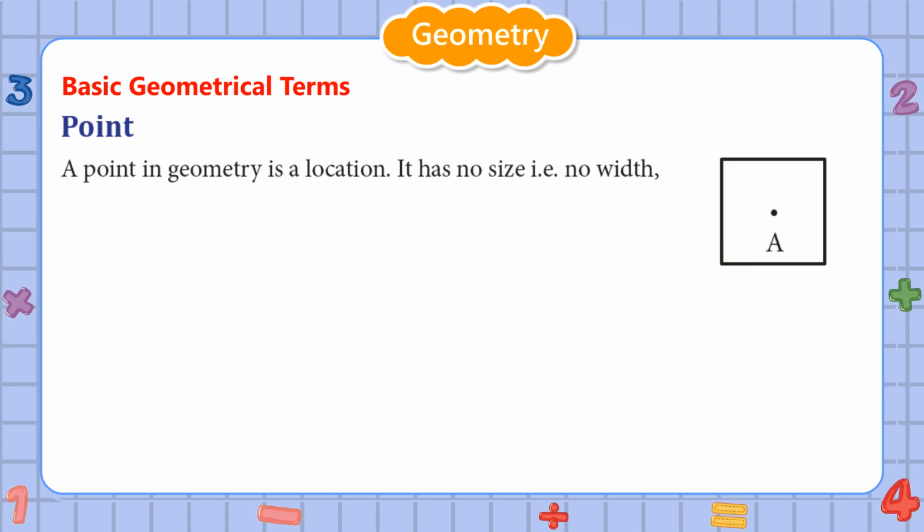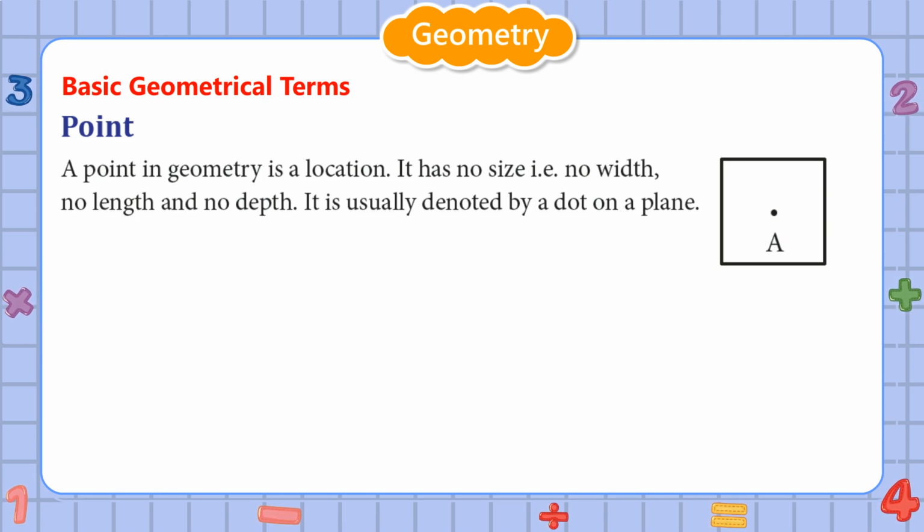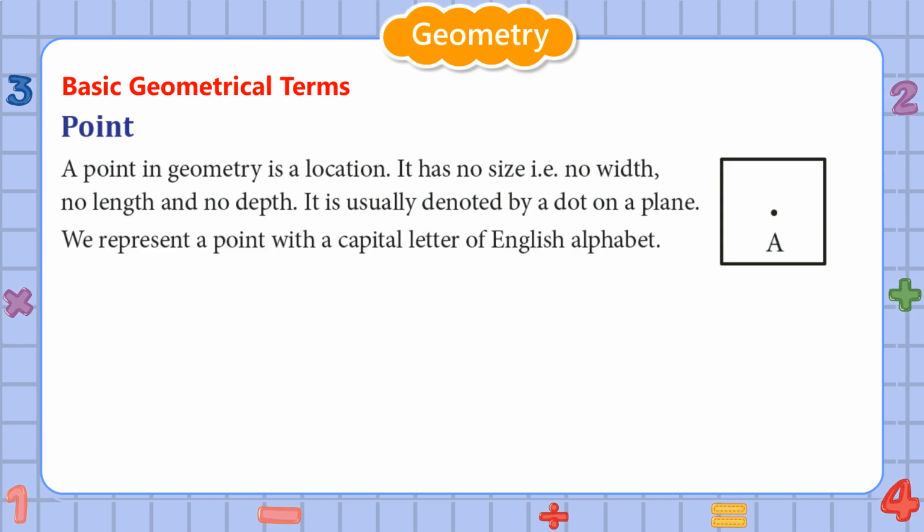It has no size, that is, no width, no length, and no depth. It is usually denoted by a dot on a plane. We represent a point with a capital letter of the English alphabet. In the given figure, A is a point.